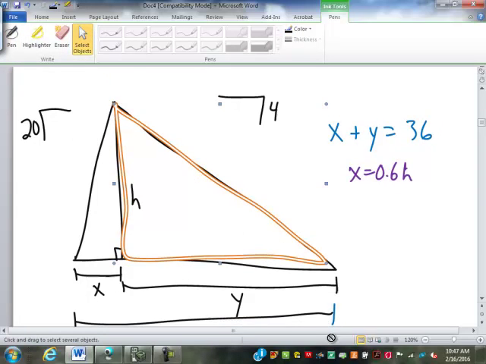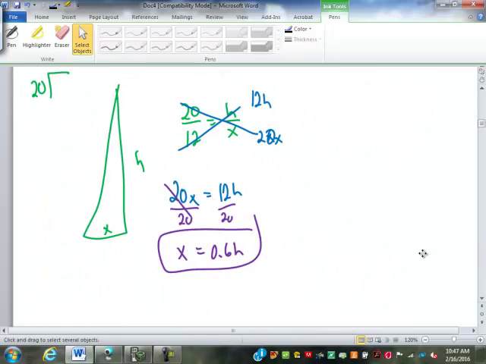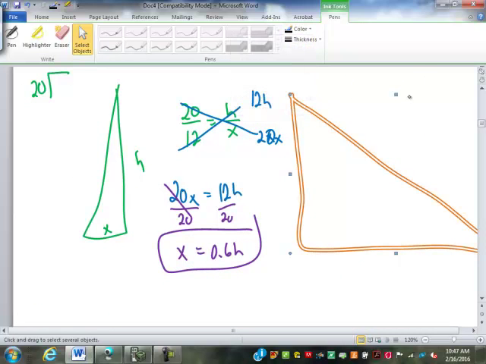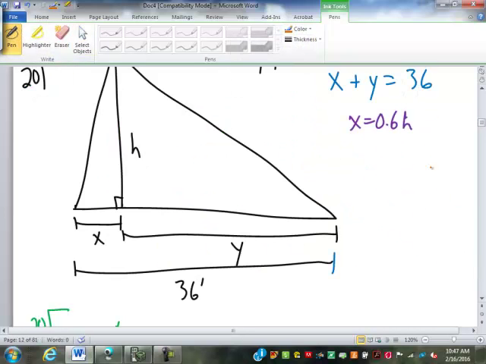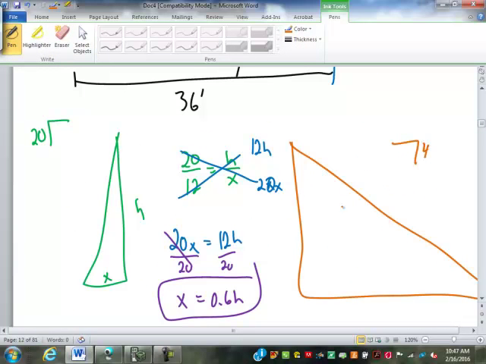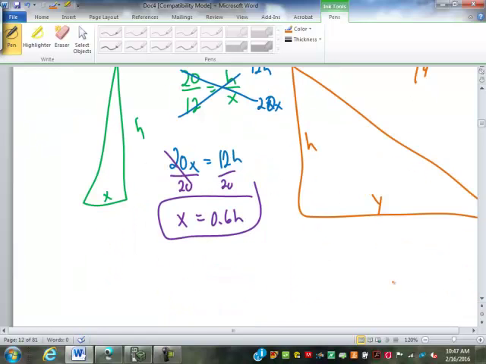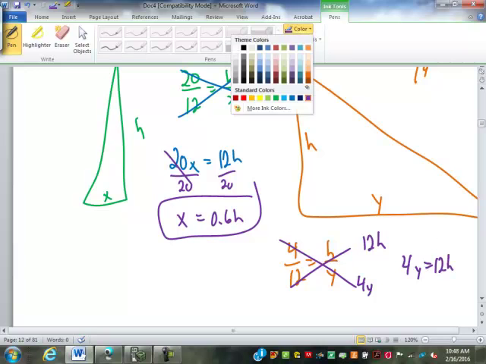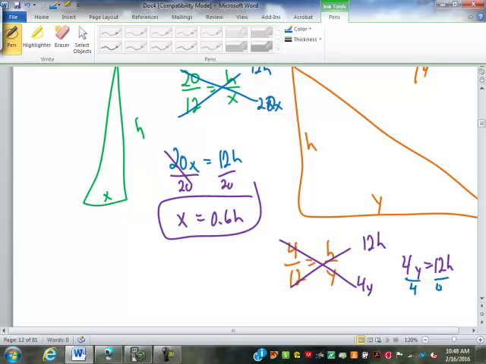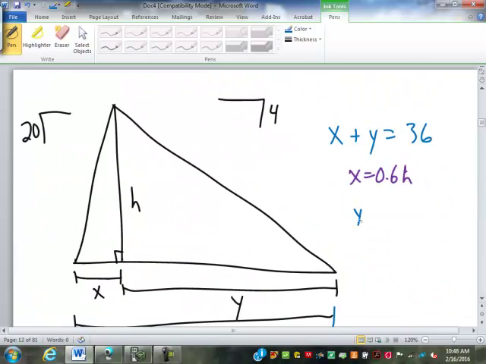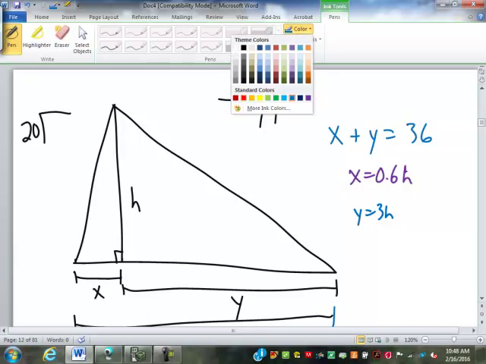So now this triangle has a 4/12 slope. Go back here. This is h, this is y. So 4 over 12 equals h over y. 4y equals 12h. Dividing by 4 gives us that y equals 3h. How many of you had y equals 3h? So now what?